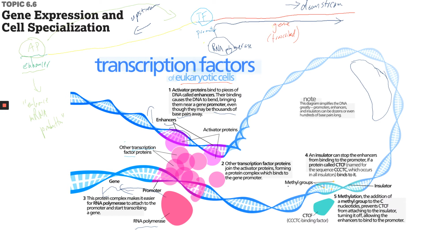You'll also notice out here in this image, they have these methyl groups attaching, and it talks about insulators. Don't worry too much about insulators, but do know that sometimes these methyl groups, as we talked about when we talked about epigenetics, can silence a gene and cause it to not be transcribed, right?